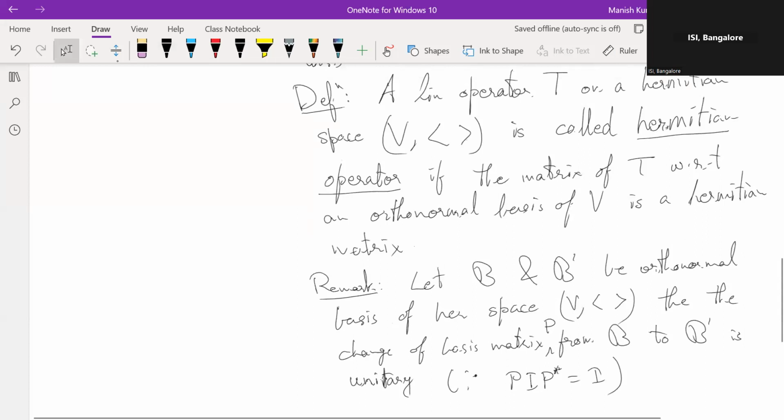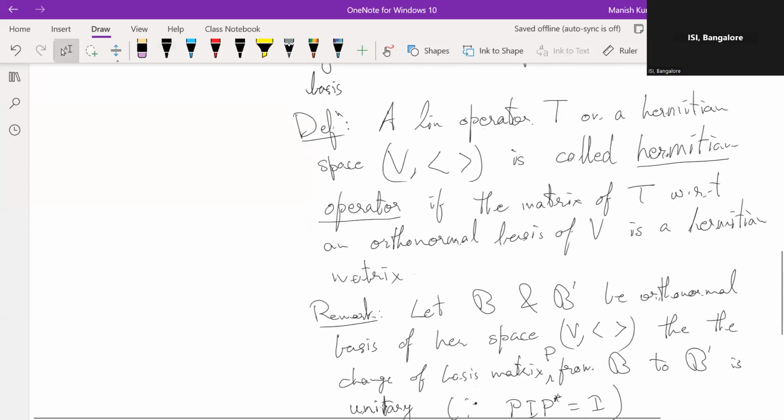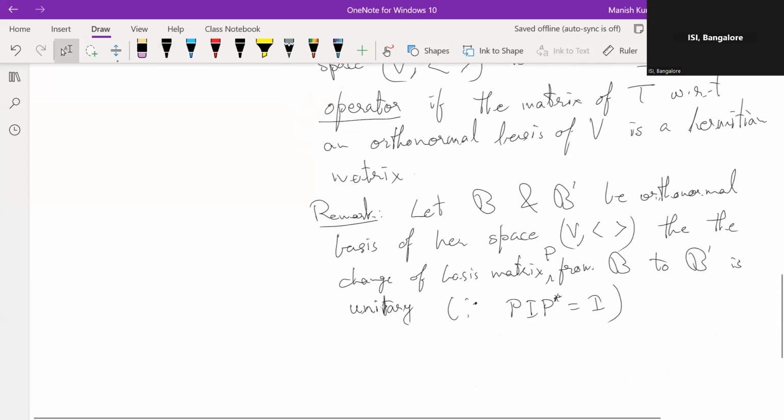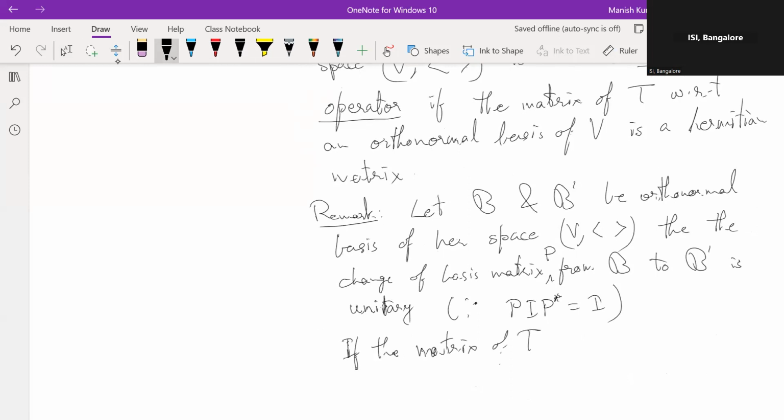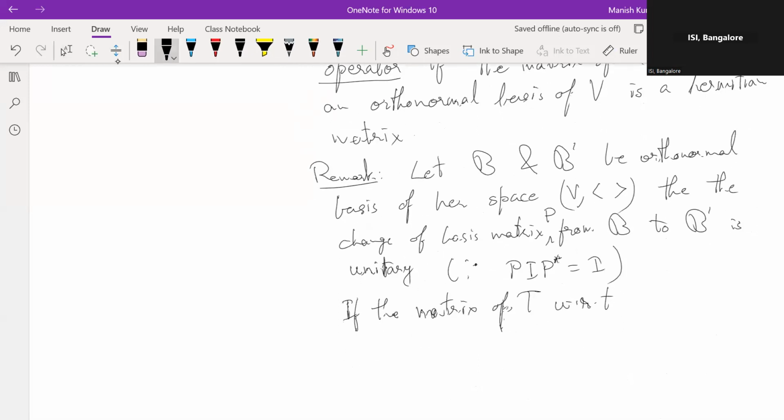So P is unitary. Now if A is Hermitian, so if the linear operator, with respect to one basis, the matrix of T with respect to B is A, then the matrix of T with respect to B prime is P inverse AP.